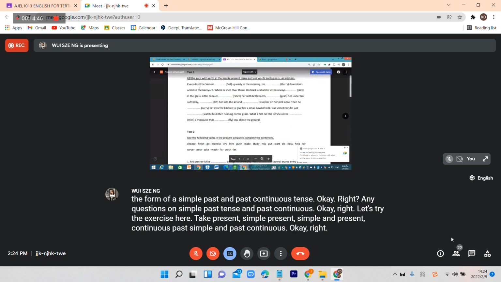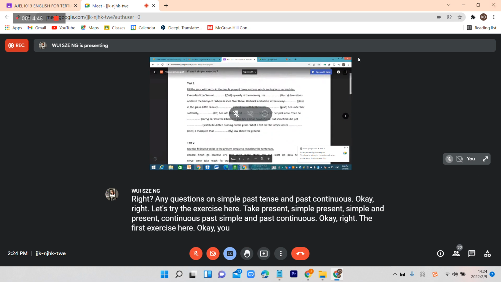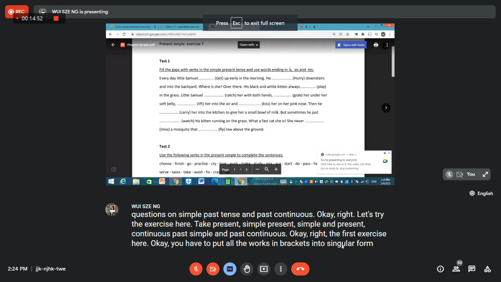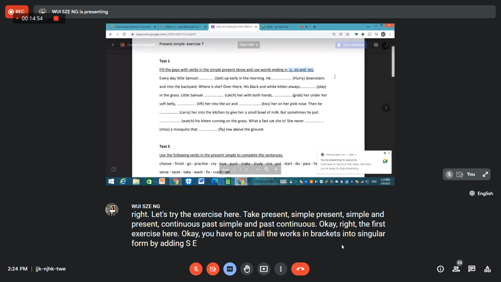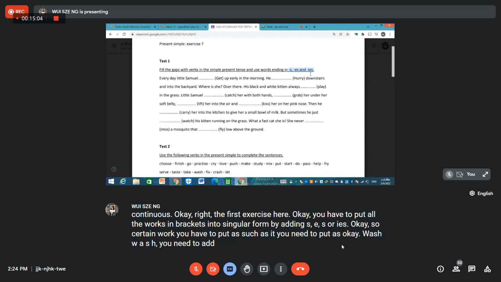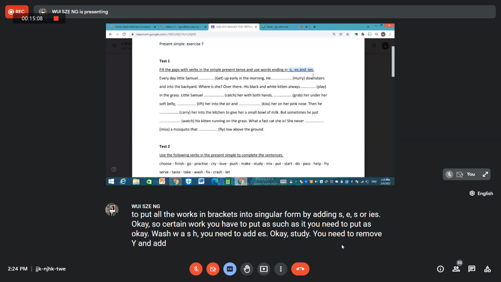Okay, the first exercise here, you have to put all the verbs in brackets into singular form by adding s, es, or ies. So certain verbs you have to put S, such as eat, you need to put S. Wash, W-A-S-H, you need to add E-S. Study, you need to remove Y and add I-E-S to change the verb study to singular form.